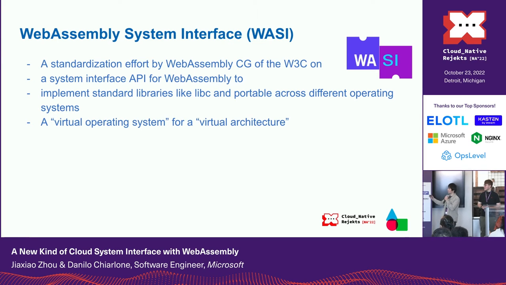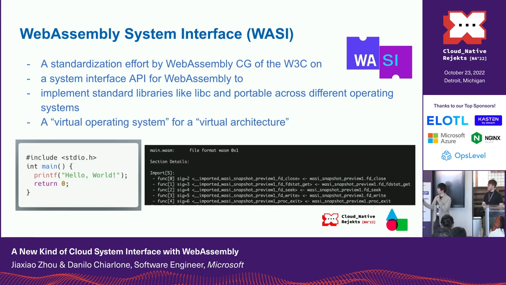One thing I want to point out is it's a virtual system interface, meaning that it doesn't tie into any of the architectures or Linux or Windows. So to use the same analogy, WASM is a virtual architecture, and WASI is a virtual operating system. Now, if you have a C program that prints hello world, when you compile that program to WASI WASM, you can see that the WebAssembly module actually imports a bunch of WASI APIs. Those are imported from wasi_snapshot_preview1: fd_close, fd_seek, fd_write, and proc_exit. WASI provides those APIs for the WebAssembly module to talk to the operating systems. So now you can run it outside of the browser in the host.